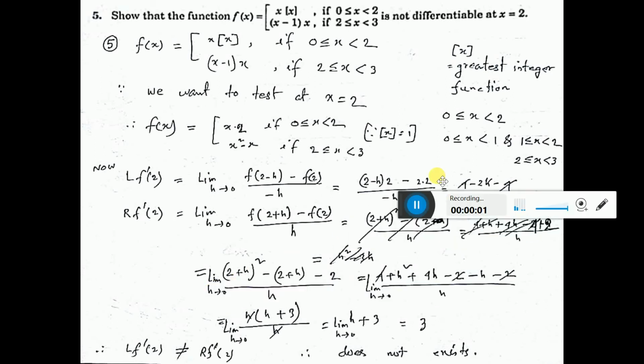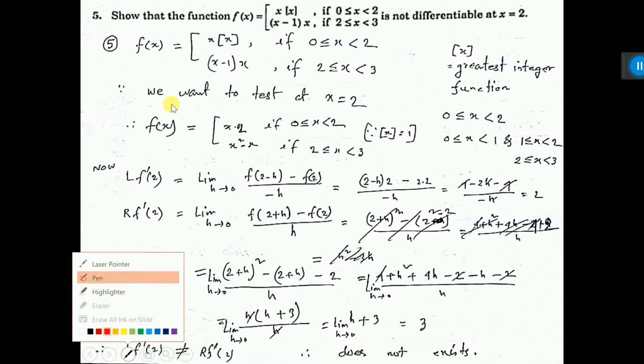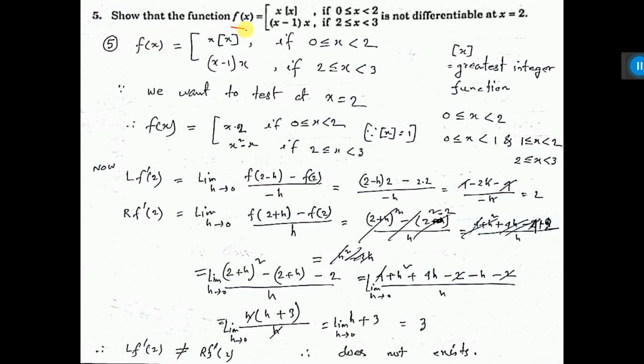In this sum it is telling that f(x) equal to x[x] if 0 ≤ x < 2, and x² − x if 2 ≤ x < 3. You have to show that this is not differentiable at x = 2.